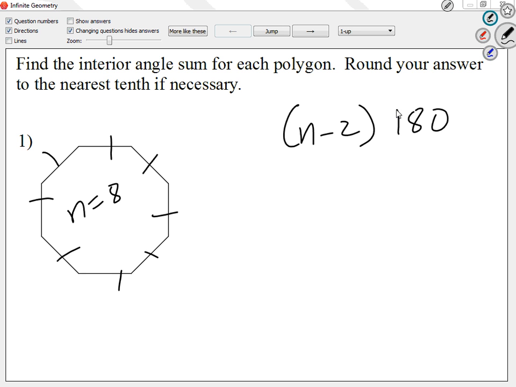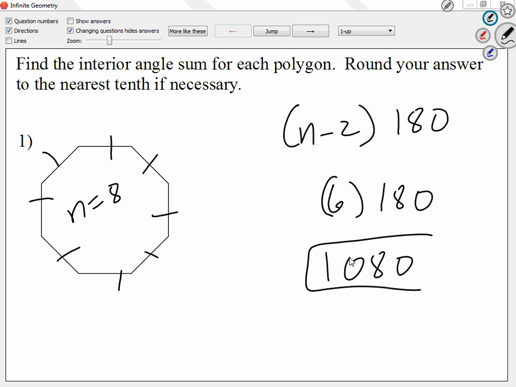We know n equals 8, because there are 8 sides. So in my case, I'm going to go 6 times 180. Remember the 6 because I went n minus 2. So 6 times 180, that gives us what? 1080. Alright, so that's basically how much the angles add up to. Right, n minus 2 times 180.